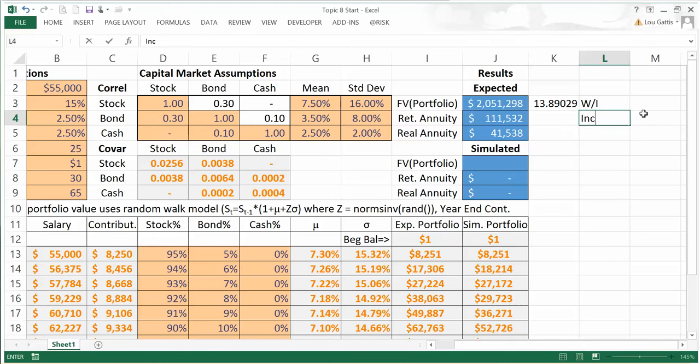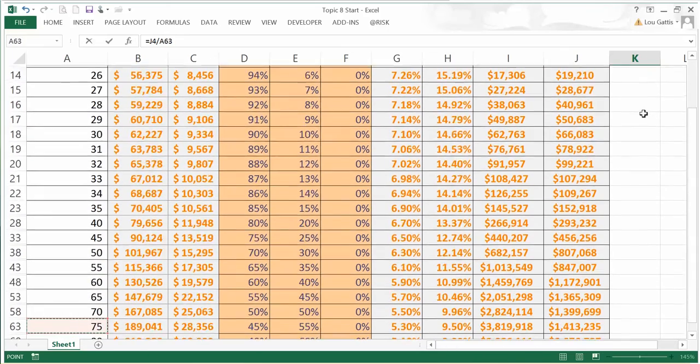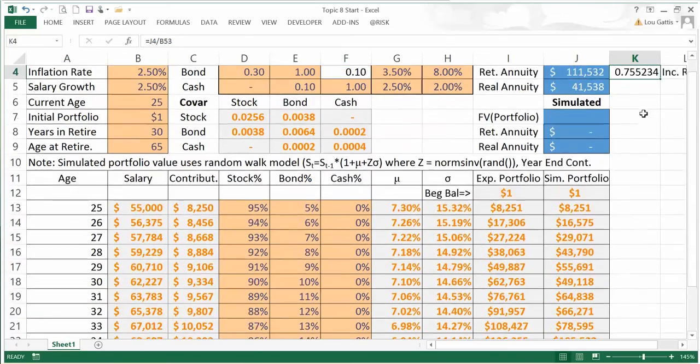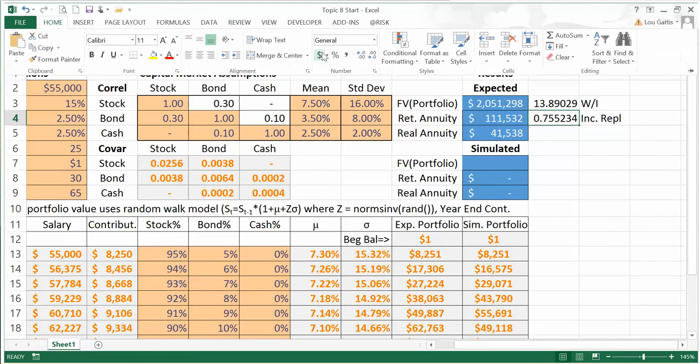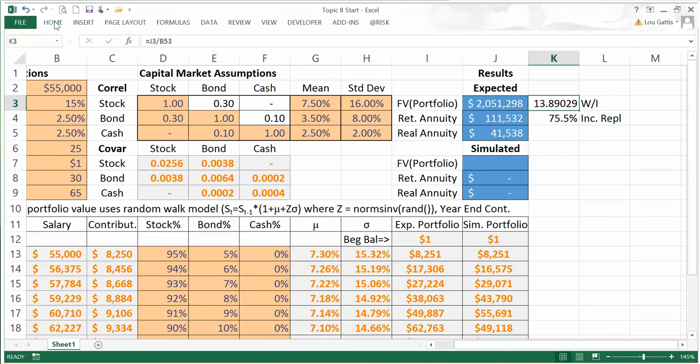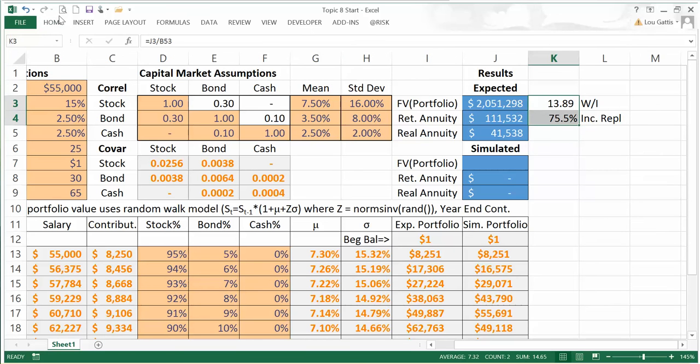And I can have an income replacement rate. So if I generate a salary or a retirement annuity of 111, and I divide that by my final year salary of 147, I'm effectively replacing 75% of my salary in retirement. So I'll just change formatting on those and highlight them a little bit.